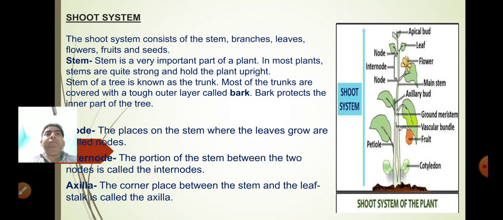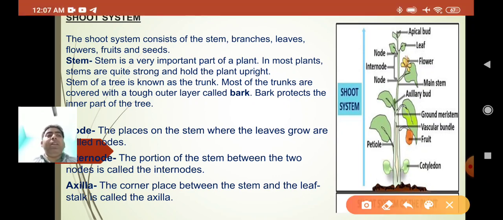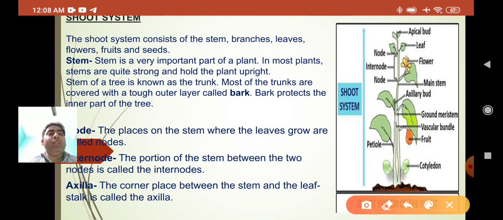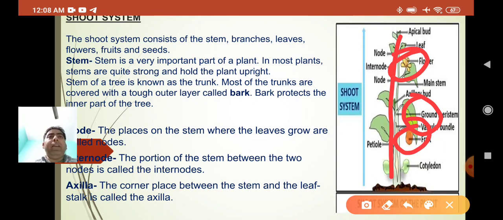First of all, what is the shoot system? This is the main part of the plant that grows above the ground. Here you can see this part grows above the plant, and it consists of the stem, leaf, flowers and fruits also. So they are called the shoot system.